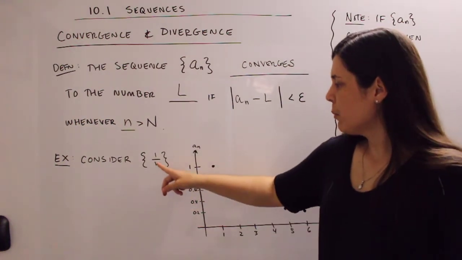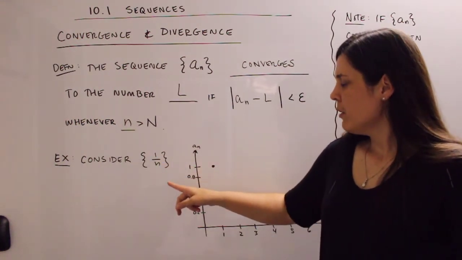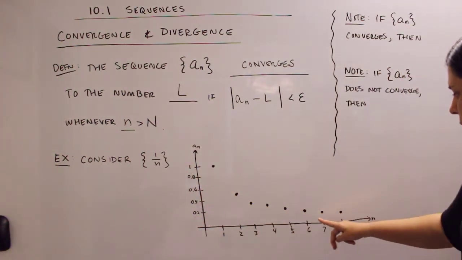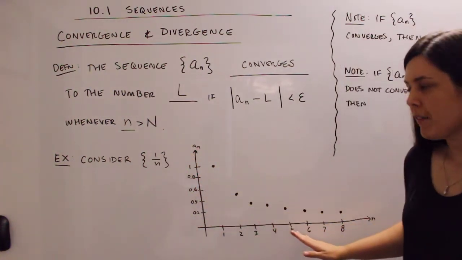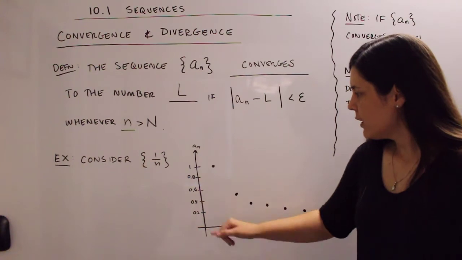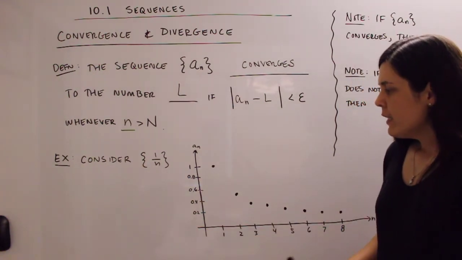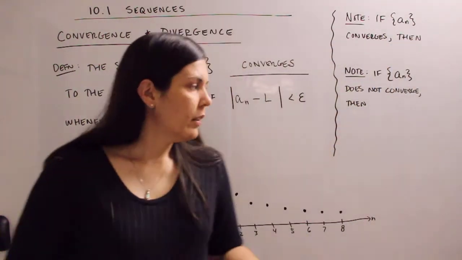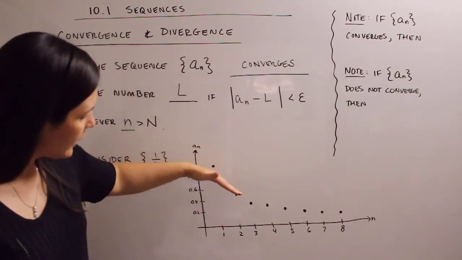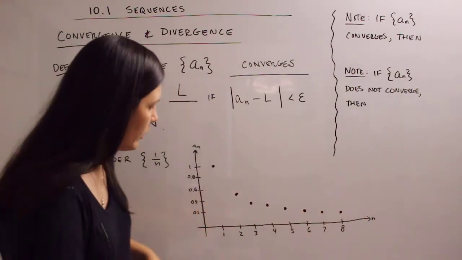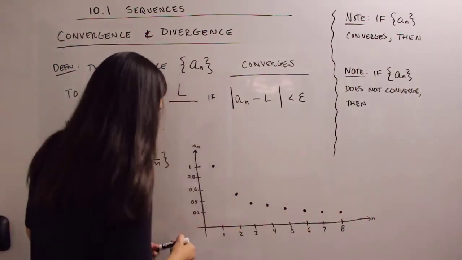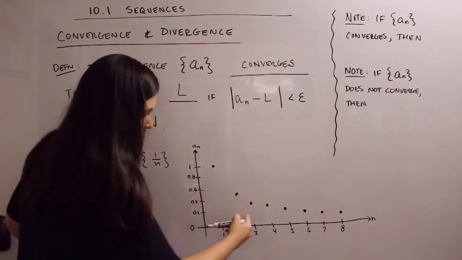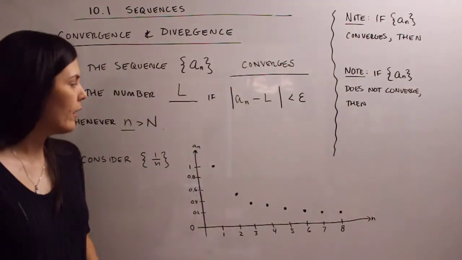So consider the example where our sequence was 1 over n. I regraphed it. I just made more details on the graph this time and put some more coordinates on our a sub n axis. Now, we already looked at this and we thought, okay, this looks like it's approaching 0. Like the terms of this sequence are going to 0 as we keep increasing our n value.